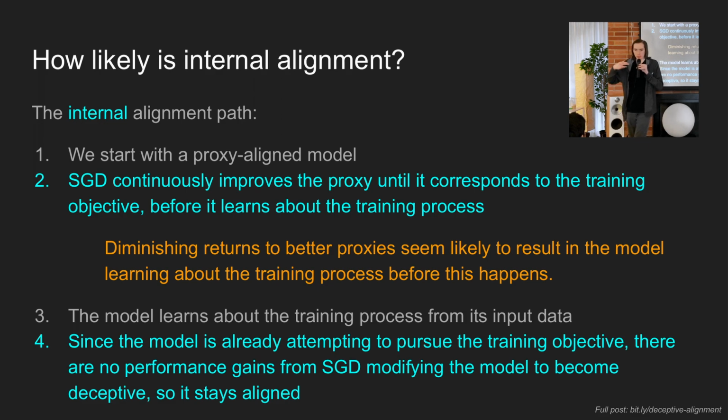Okay, but that doesn't fully answer the question, because we still have to understand, given that gradient descent is probably going to be doing both of these things simultaneously, why would it first get to the point where it understands the training process before it has a perfect proxy? And for that, it really depends on the complexity of the goal we're trying to get it to do, right? If we're trying to get it to accomplish something really simple, then having a perfect proxy might be really easy. It doesn't take very many steps to get to a perfect proxy, and we get the internally aligned model.